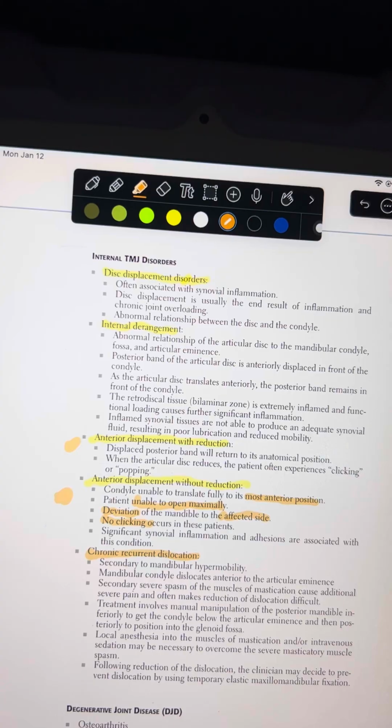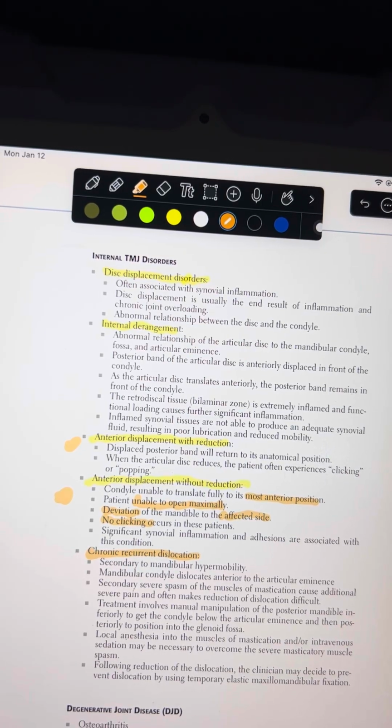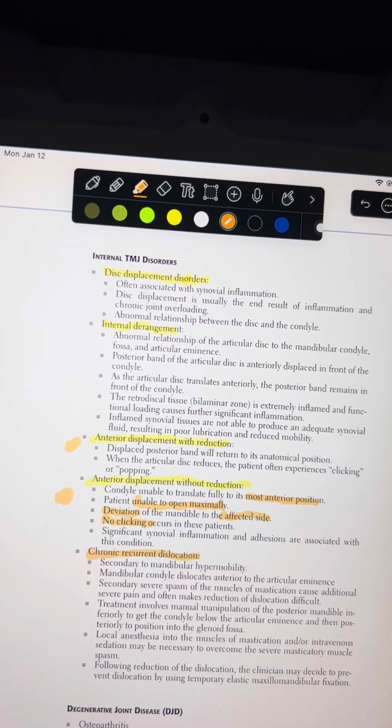Local anesthesia is given into the muscles of mastication, or IV sedation may be necessary to overcome the severe masticatory muscle spasm. Following reduction of the dislocation, the clinician may decide to prevent dislocation by using temporary elastic maximum mandibular fixation. So these are the TMJ disorders.